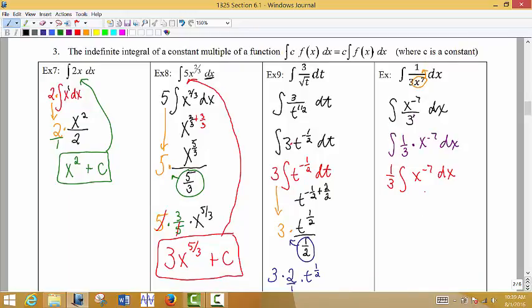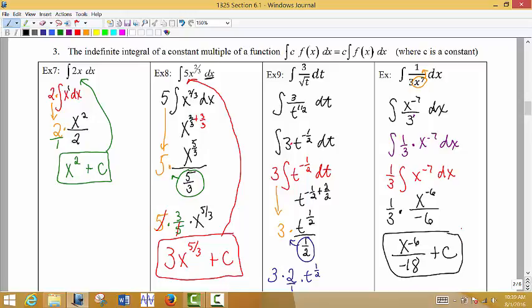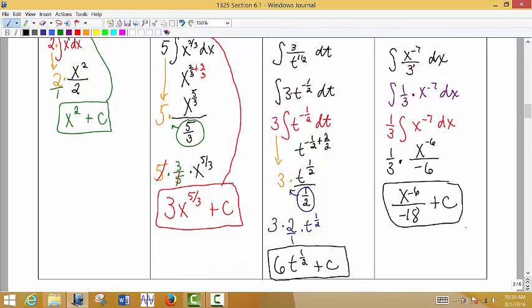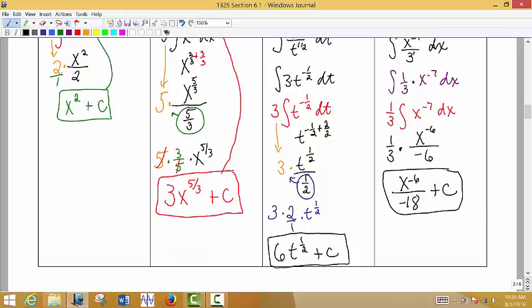Because now I'm going to add 1 to the power, so that gives me negative 6, divide by the new power, negative 6, and then of course I'm going to remember to bring down my constant multiple that was outside of the integration. Okay, now I'm going to multiply across. I get x to the negative 6th all over negative 18, and I'm going to include my constant of integration. I want you to notice something for all of these problems. Notice that once I have integrated, the long s, that integration symbol, is not there anymore.